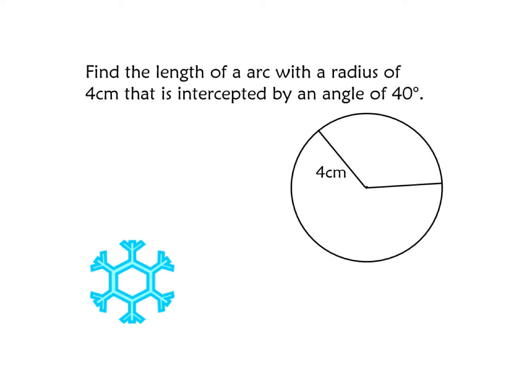Okay, the next one says find the length of an arc with a radius of 4 centimeters that's intercepted by an angle of 40 degrees. I know this picture is horrible, but if the angle is 40 degrees, that means the arc measure is also 40 degrees. So we have 40 out of 360 times 2 pi times my radius, which is 4. We end up with 1/9 times 8 pi, which gives us 8 pi over 9. Again, that's a perfectly acceptable answer.